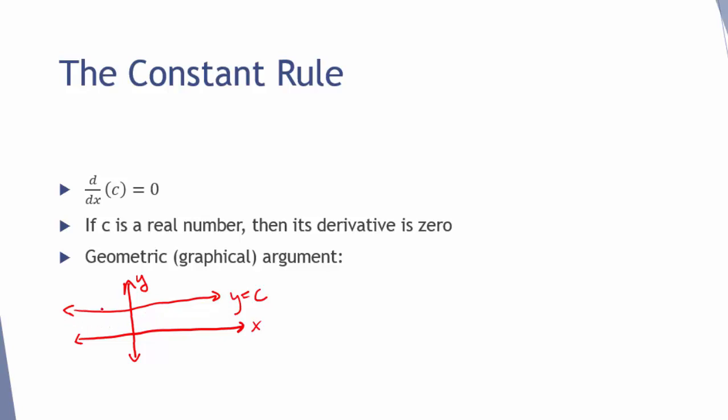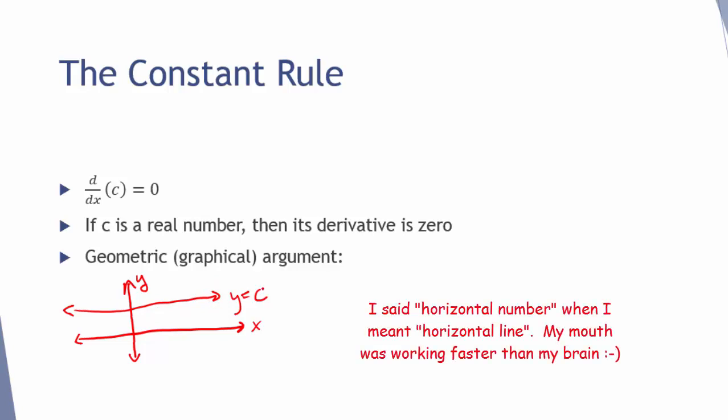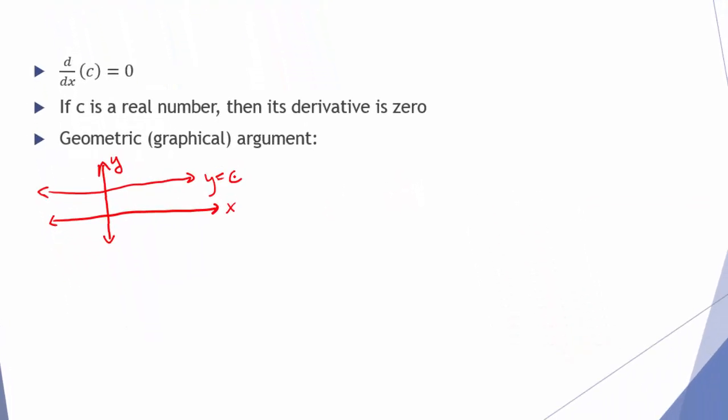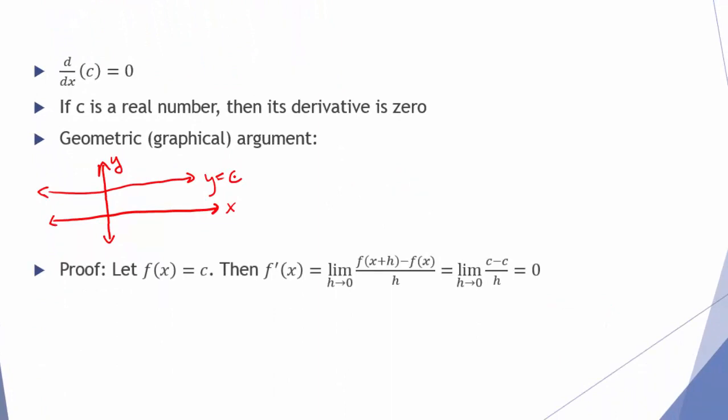Well, if you start looking at the tangent lines, it doesn't matter which x value you're looking at. The tangent line to a constant function is always going to be horizontal. And what's the slope of every horizontal line? Well, it's 0. So that's why the derivative of any constant is going to be 0. So that's the geometric argument. There's a much more rigorous argument for it. So here's the mathematical proof of it.